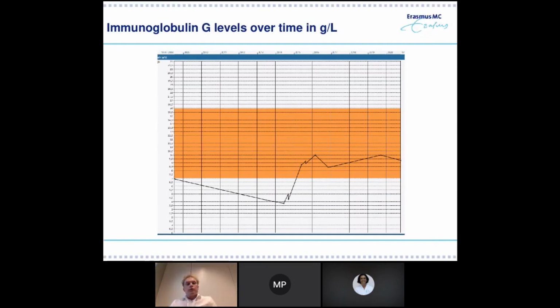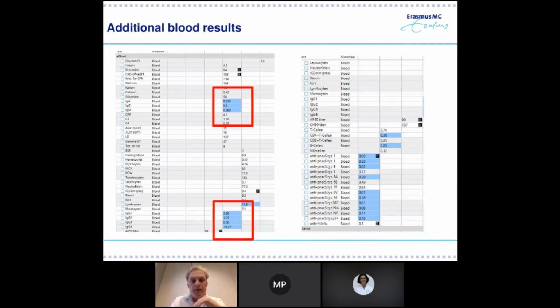These were the levels of IgG of the patient over the years. So you see completely on the left, 2008, he had immunoglobulin levels of 6.9 grams per liter, which was just below the lower limit of normal. And over time, he showed lowered IgG levels. And when he was at our outpatient clinic, he had IgG levels of around 4 to 5 grams per liter. So developing hypogammaglobulinemia over time.